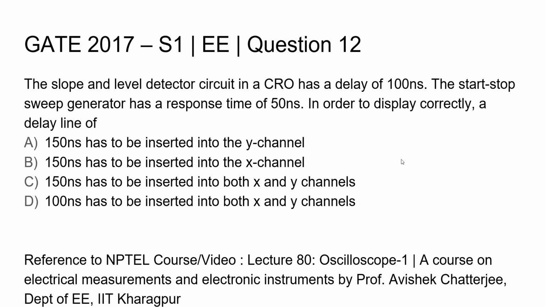In order to display correctly, a delay line of: Option A, 150 nanoseconds has to be inserted into the Y channel. Option B, 150 nanoseconds has to be inserted into the X channel. Option C, 150 nanoseconds has to be inserted into both X and Y channels. And option D, 100 nanosecond delay line should be inserted into both X and Y channels.